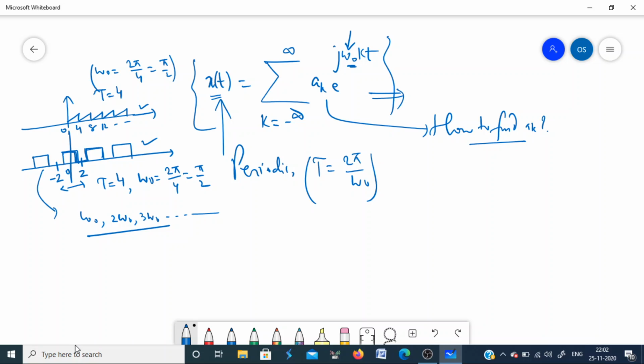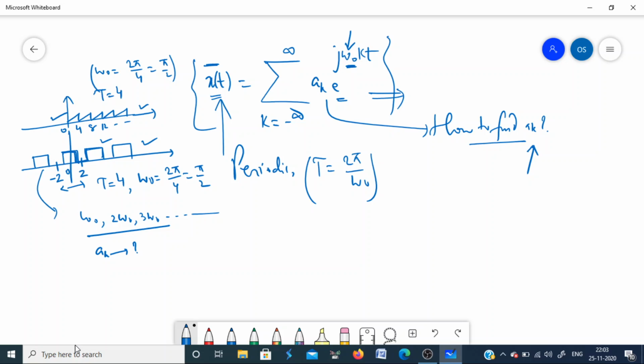Where will be the difference? The differences will be in their Fourier series coefficients. For this signal, your a_k will be different, and for this signal, a_k will be different. So the question is how you can find a_k once a signal is given to you. We will develop a relation in which you can find a_k from x(t). So x(t) will be given to you. You first calculate a_k from x(t), and omega naught you have directly computed from the signal using 2 pi by T. You can put a_k and omega naught in this equation and write the Fourier series.